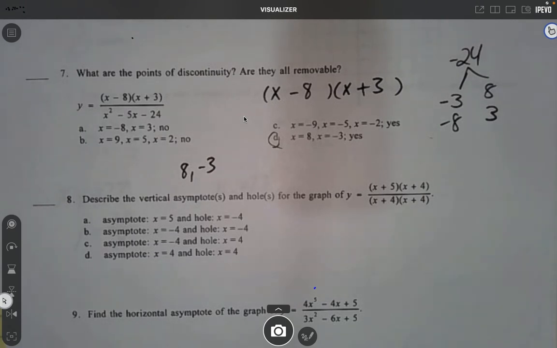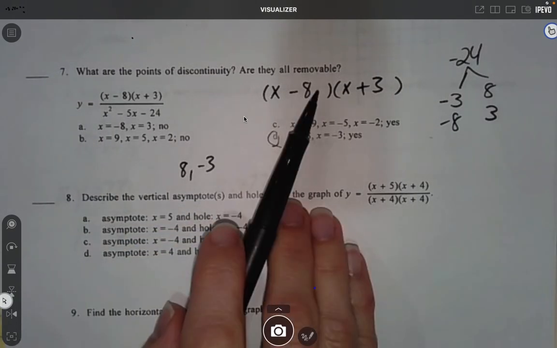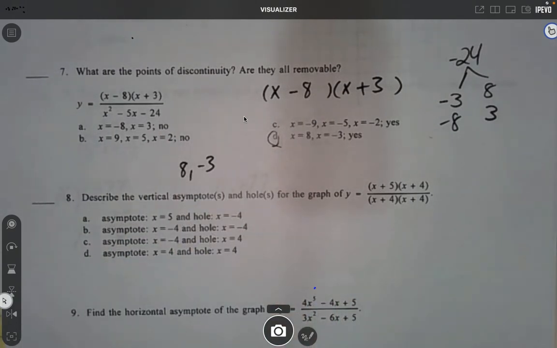But they're not. Oh, yes, they are. They are removable because then they're the exact same in the numerator. And it's going to ask, are they all removable? Are both of them removable?